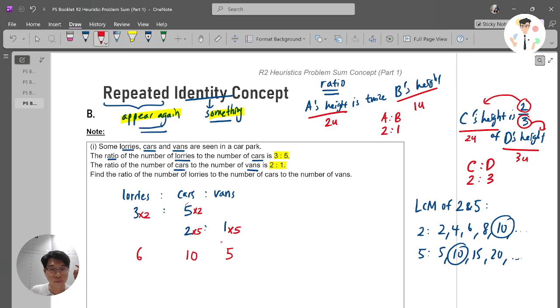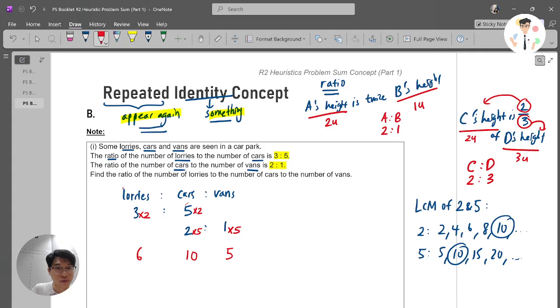Now, one thing that I would like to clarify a bit. 5 times 2 I know is 10, 2 times 5 I know is 10. Some of the students might think that I need to add them together to become 20. No. You do not add them together. What I'm doing here is to make sure that I make it the same so that when I compare the ratio, it's actually the same. So do not add them together.